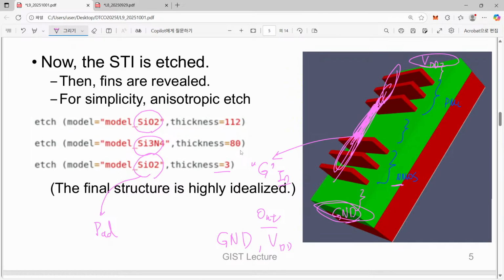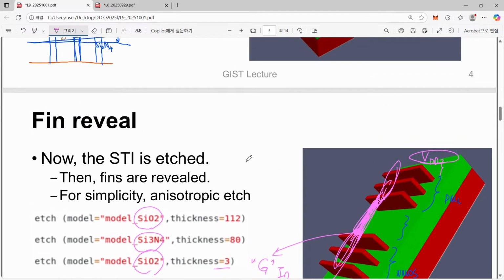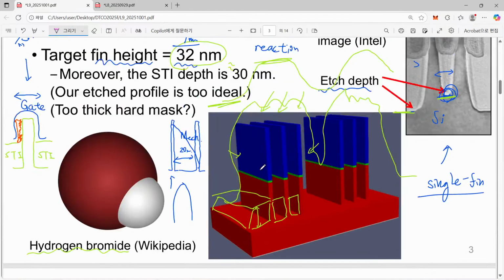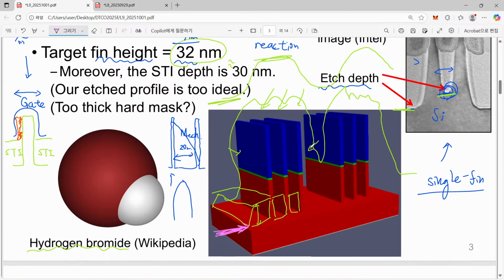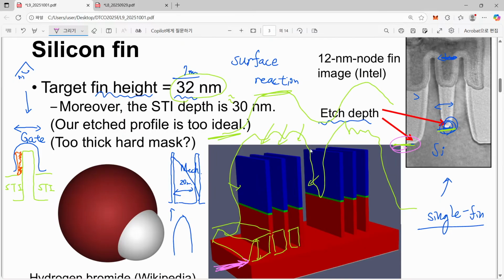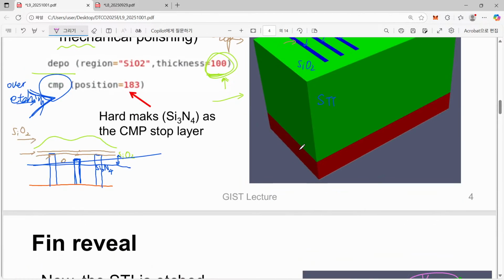But please note that my final question on this slide is like this. This final structure shown here is highly idealized. Highly idealized means that first of all, we have assumed that the plane bottom of the STI layer is flat. However, depending on pattern, we can have a different initial point for this STI part. That is one thing.